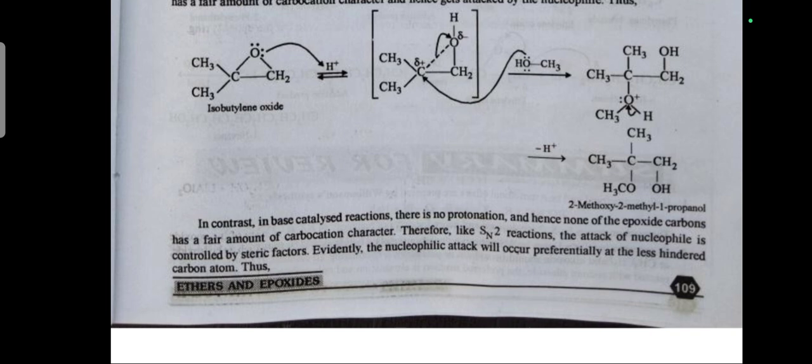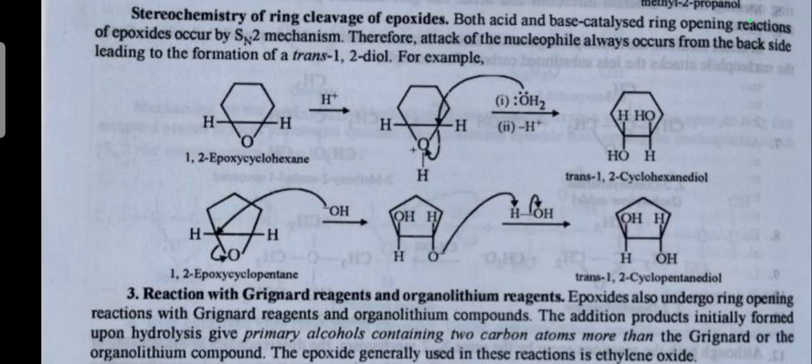Stereochemistry of ring cleavage of epoxide. Both acid and base catalyzed ring opening reactions of epoxide occur by SN2 mechanism. Therefore, attack of nucleophile always occurs from the backside, leading to the formation of trans 1,2-diol.